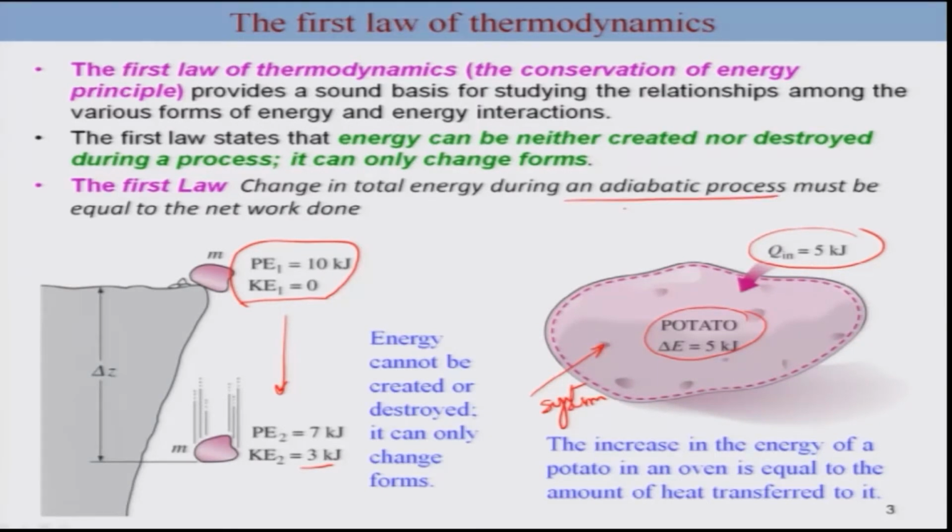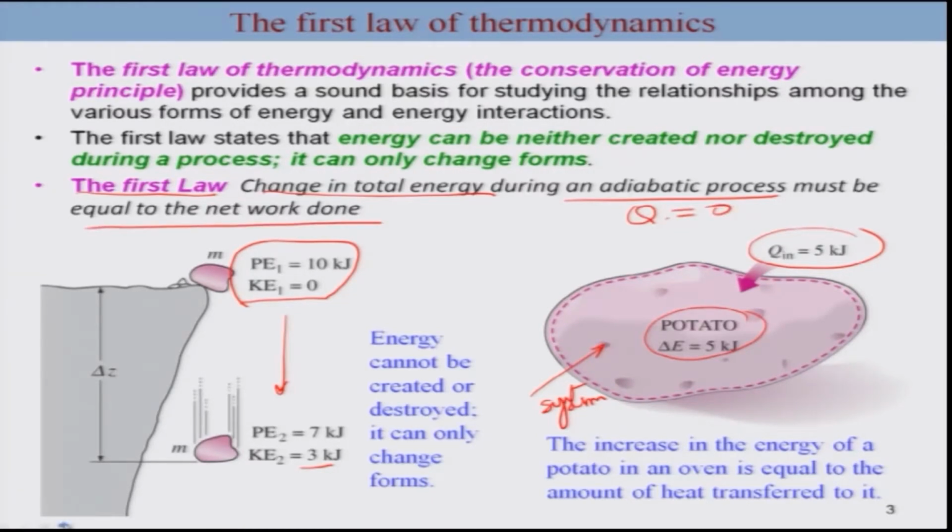If you take a system such that no heat can be transferred from the system to the surrounding or from the surrounding to the system, and if there is any change in energy, it has to be due to the net work done on the system or by the system. That's another way of stating the first law: the change in the total energy during an adiabatic process, where Q is equal to 0, must be equal to the net work done.